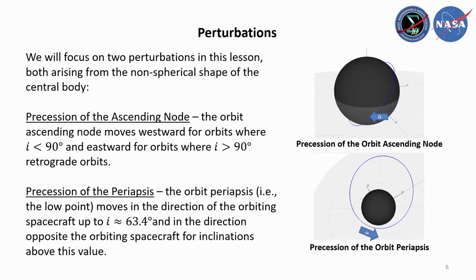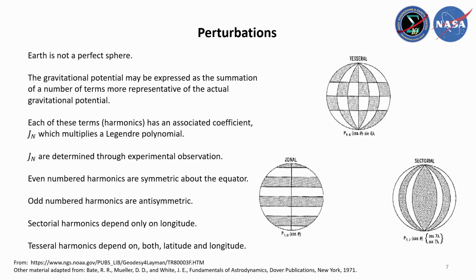We're going to focus on only two perturbations in this lesson, both arising from the non-spherical shape of the central body. The first perturbation is the precession of the orbit's ascending node, and the second is the precession of the orbit periapsis. The rates and directions of these effects are dependent on the semi-major axis and eccentricity as well as orbit inclination.